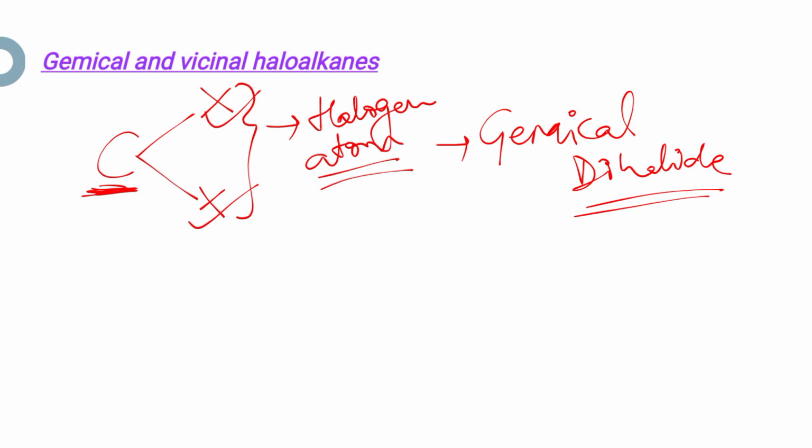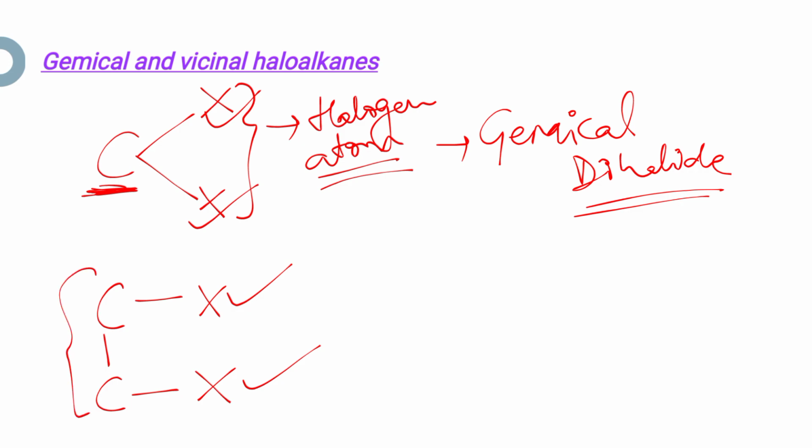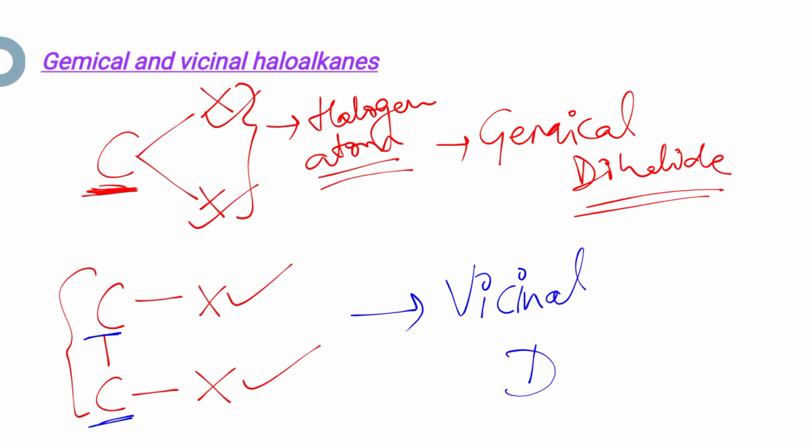And about vicinal: when two halogen atoms are connected with two adjacent carbon atoms, then this is a vicinal dihalide.